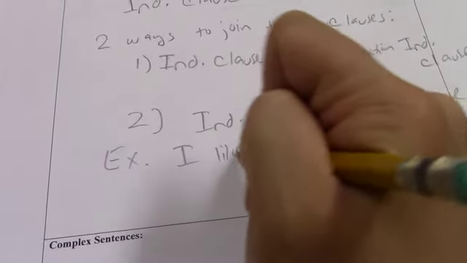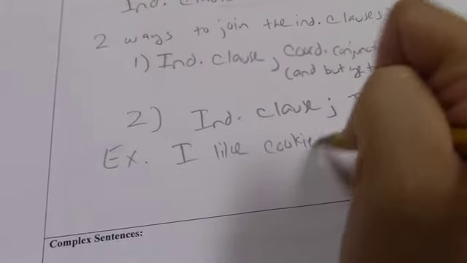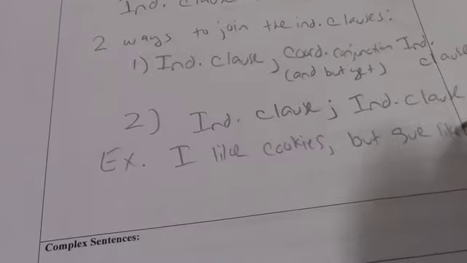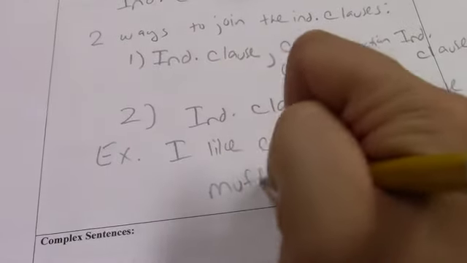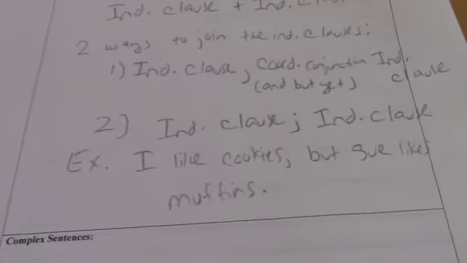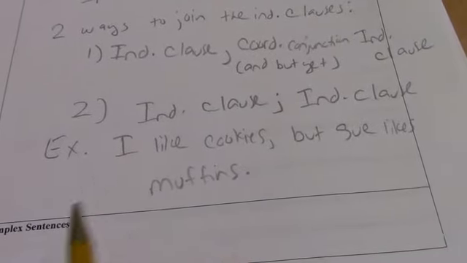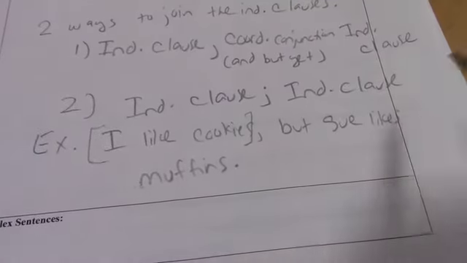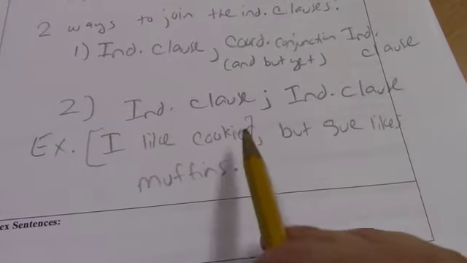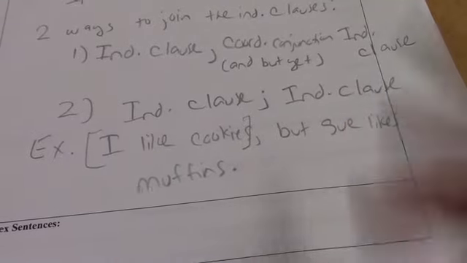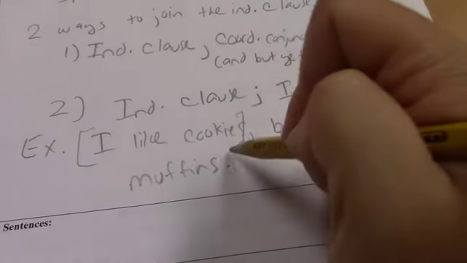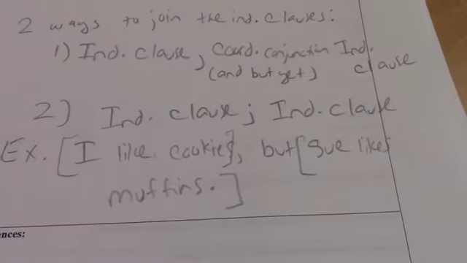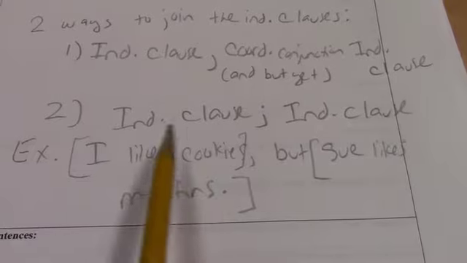I like cookies, but Sue likes muffins. Okay, this would be an example of a compound sentence. So I have my independent clause, I like cookies. Okay. But I also have an independent clause, which is joined together with the other independent clause, Sue likes muffins. Okay, so notice in this compound sentence, I have two independent clauses.